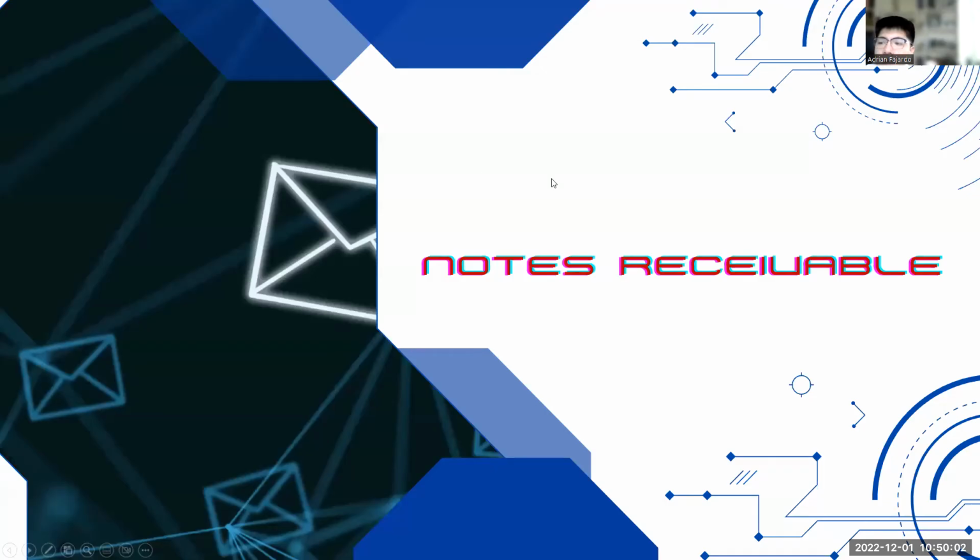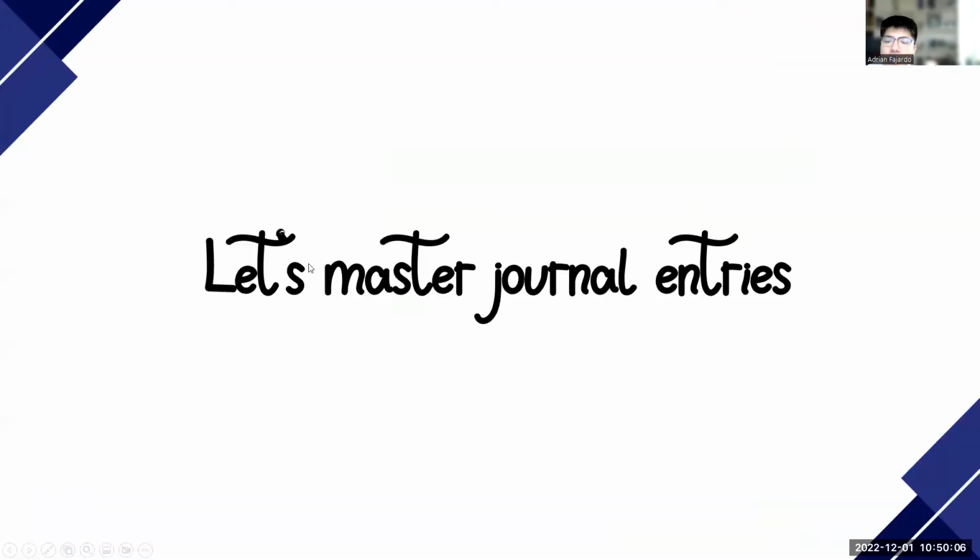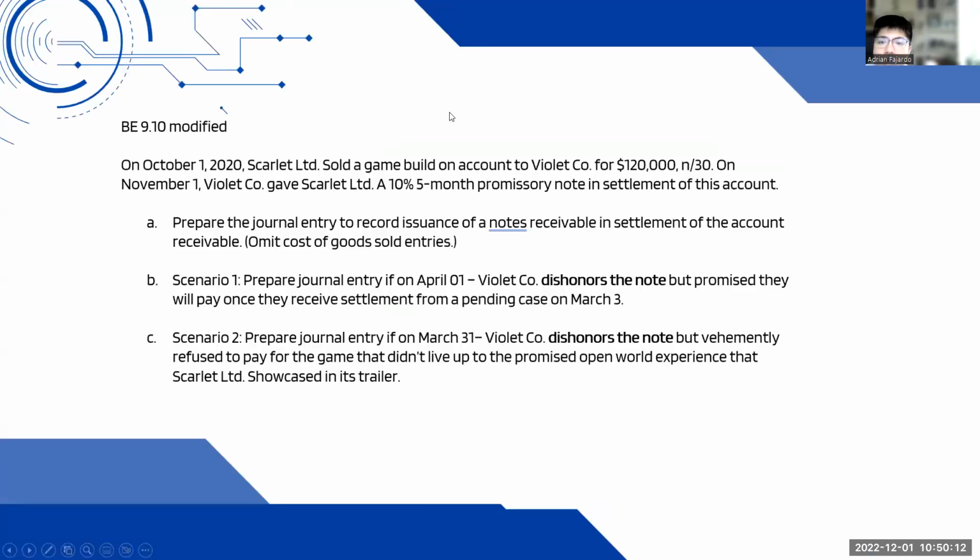First, again, for notes receivable, let's master journal entries. The exercise that we created to make sure that you understand the journal entries would be the Scarlet and Violet example, brief exercise 9.10. This is actually very straightforward. I just want you to appreciate what usually happens. What are the important journal entries every time magkakaroon ng notes receivable, right?